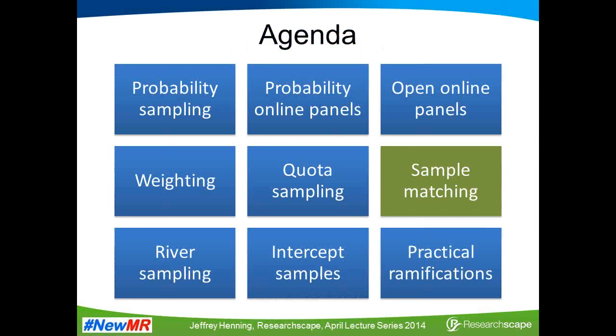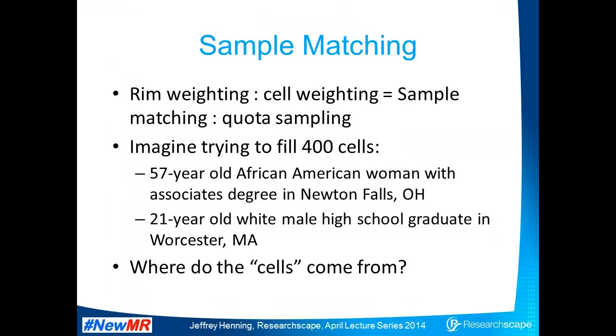Now, sample matching takes us a little further. So I've talked about my son's SATs where you have to do analogies. If apples are to oranges, kumquats are to what vegetables? So those sort of analogies. So I talked about cell weighting, and so raking or rim weighting is to cell weighting the way sample matching is to quota sampling.